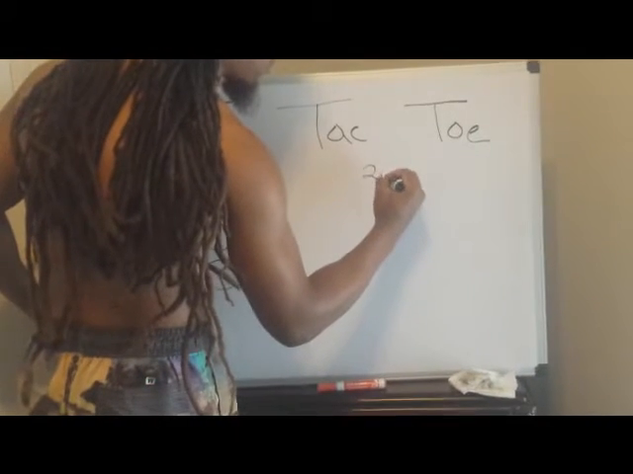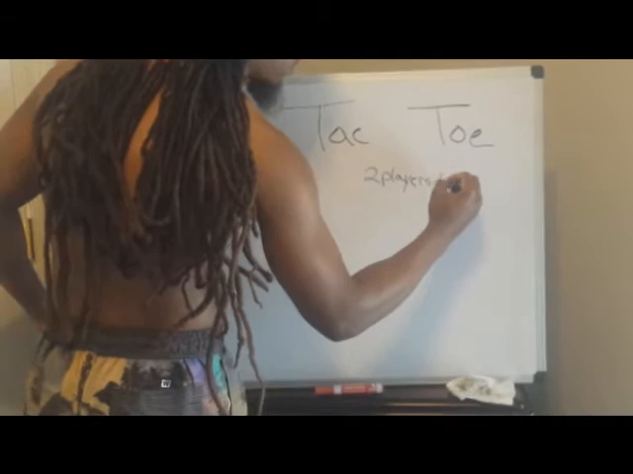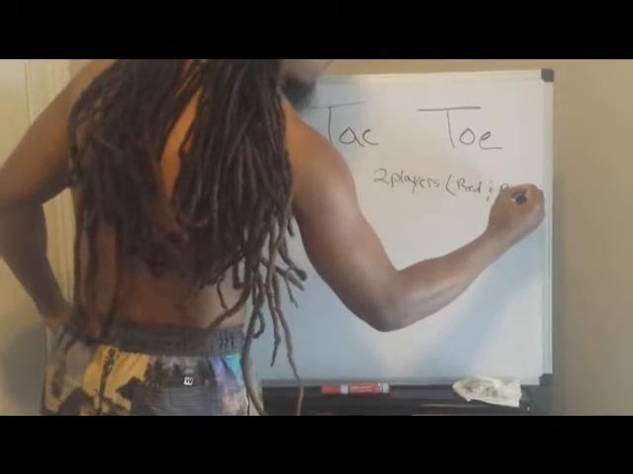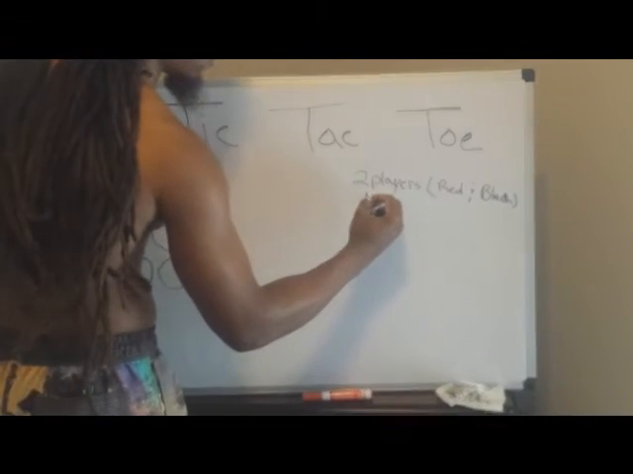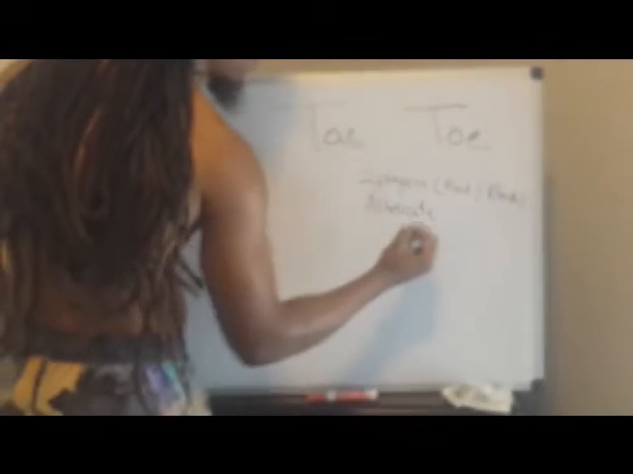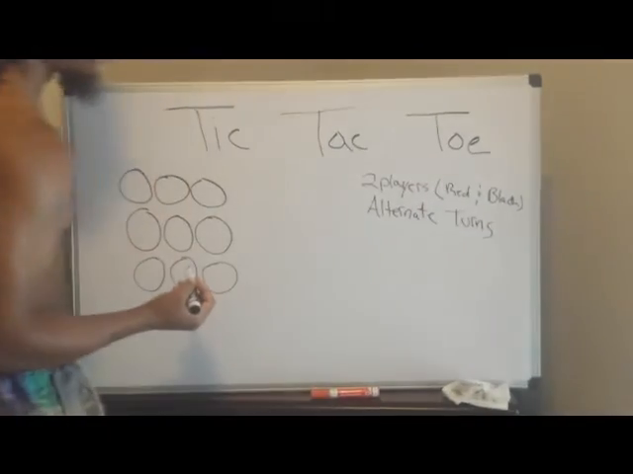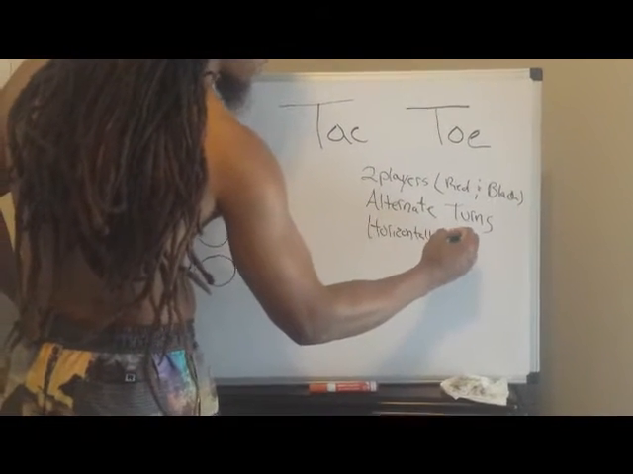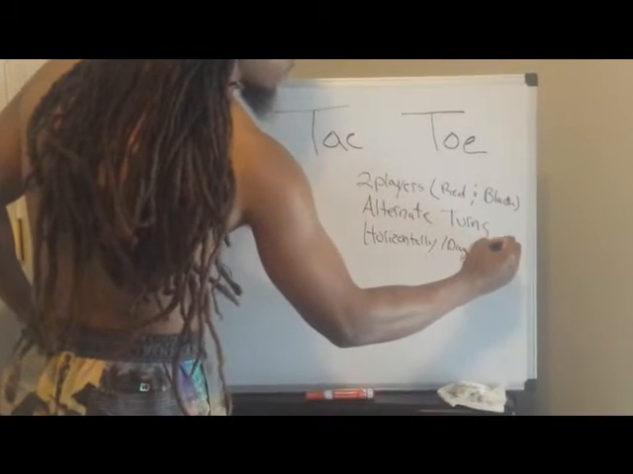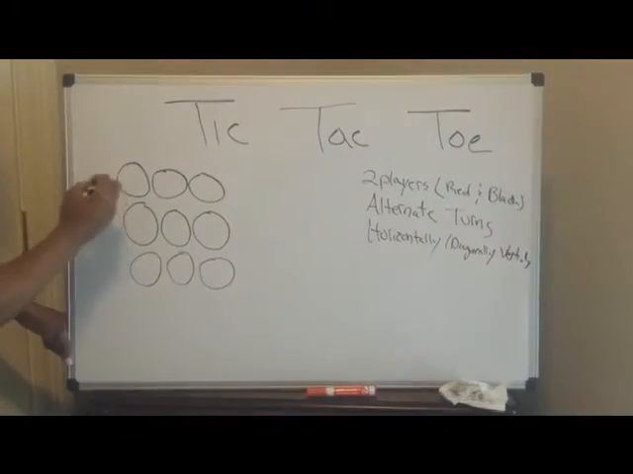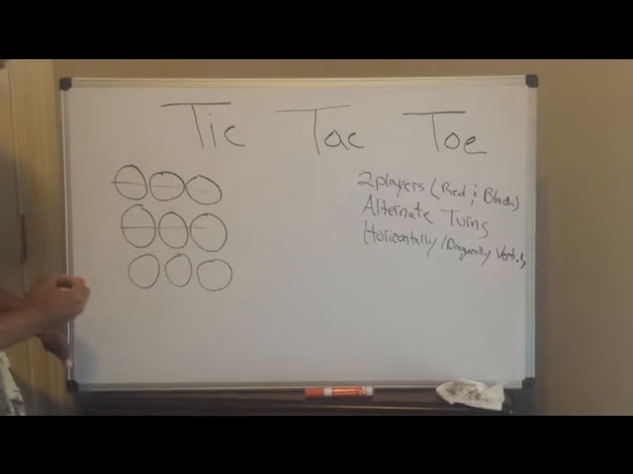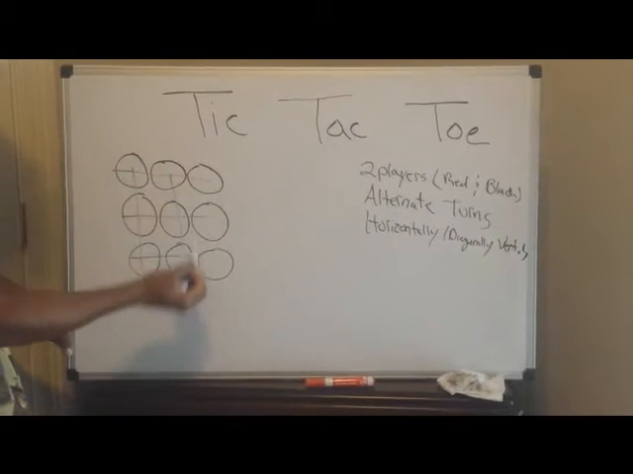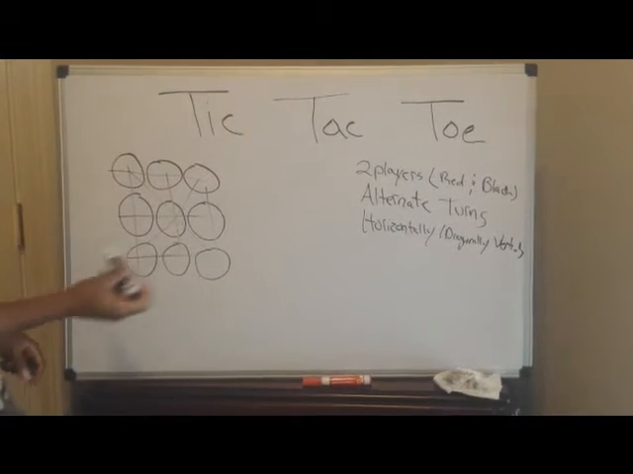So, two players. In our case, they're going to be red and black. They alternate turns. And they're trying to get their same color horizontally, diagonally, and vertically. So this would be a win, that would be a win, that would be a win, and so there's 8 total winning combinations. That's important.